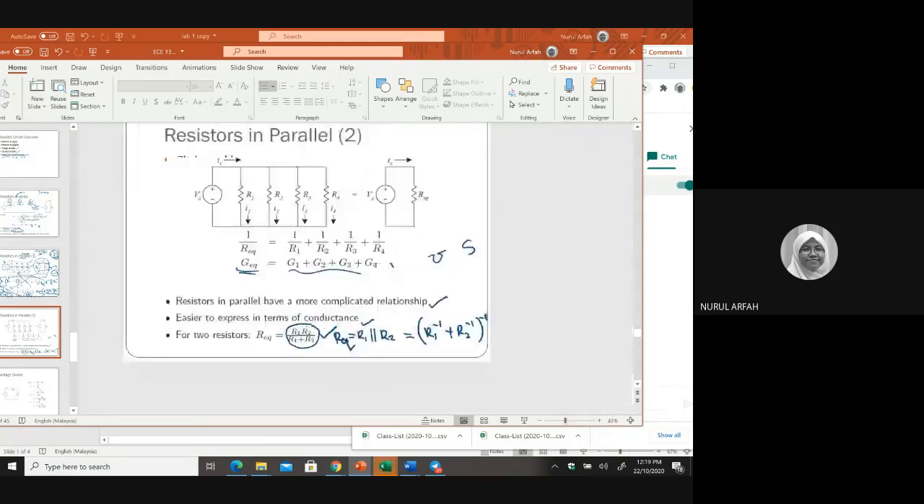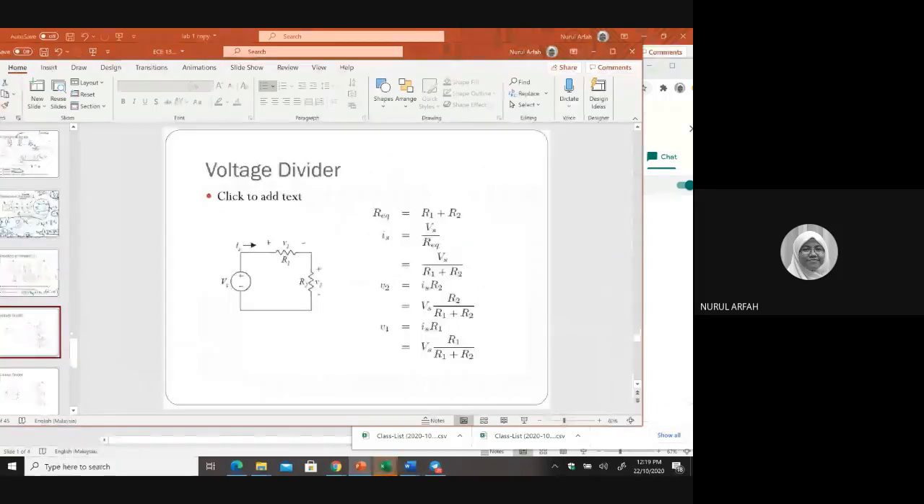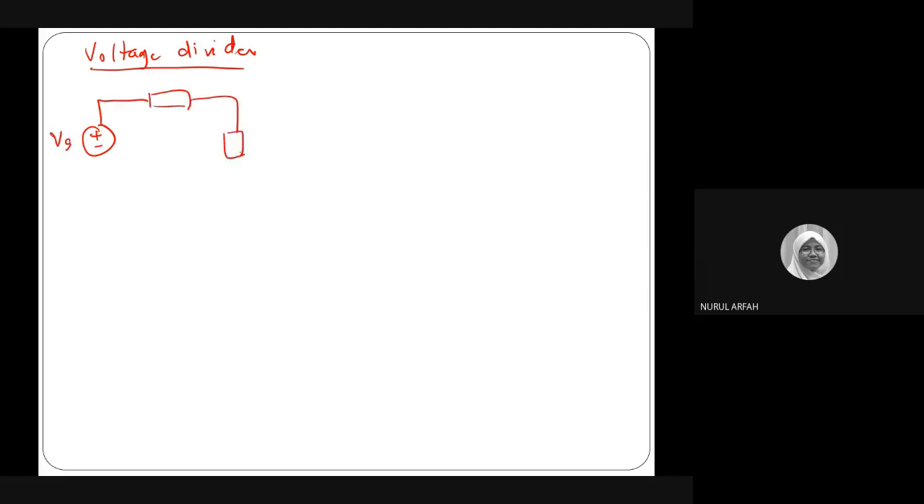Okay, Alhamdulillah. Now, voltage divider. This one we need a special slide. Okay, what is a voltage divider? Voltage divider is when you have a voltage source. Make sure this is a voltage source in series position, maybe with R1 here and R2 here. And what is your intention? You want to find voltage across V1 and voltage drop across V2, something like that.